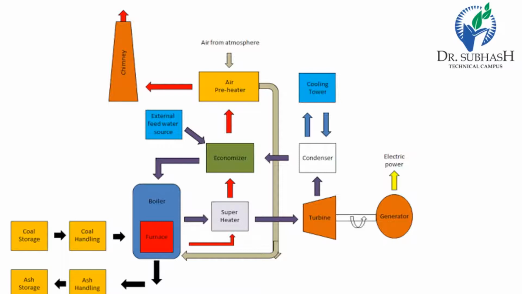Second is the steam generating plant. The steam generating plant consists of a boiler for production of steam and other auxiliary equipment for the utilization of flue gases. The first one is the boiler. The heat of combustion of coal in the boiler is utilized to convert water into steam at high temperature and pressure. Second is the superheater.